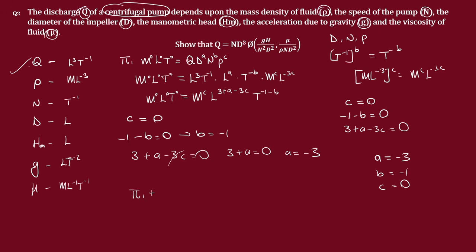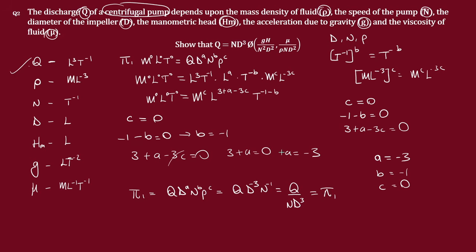Okay? So remember, pi 1 is Q, our discharge, D to the a, N to the b, rho to the c. Substituting our exponents, that's Q times D raised to power negative 3 times N raised to power negative 1 times rho raised to power 0. So this is going to just turn to 1, and the entire term is going to disappear. Simplifying the fraction, that's going to be Q over N D cubed, which is our first pi term.